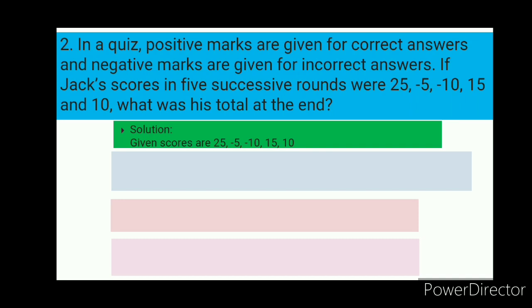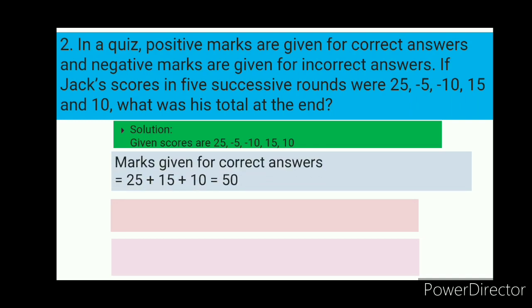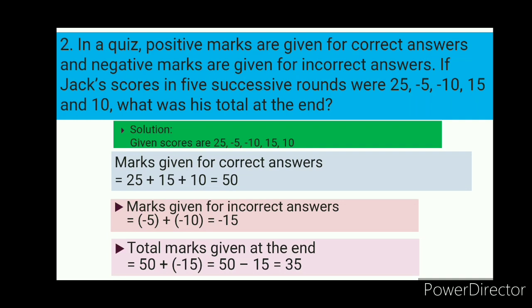See, first we will write all the scores in this way. Next, marks given for correct answers, which are the positive numbers, we will add them. Marks given for incorrect answers, which are negative numbers, we add them. At last, if we subtract the two, we can get the marks at the end. 50 plus minus 15, you will get 50 minus 15 is equal to 35. Now 35 is his total marks in those 5 rounds.